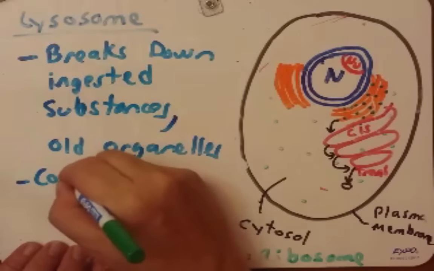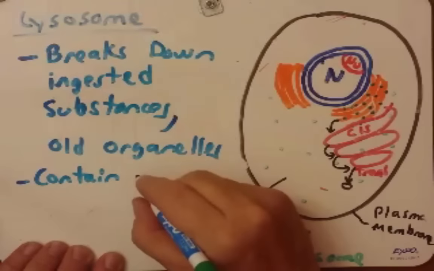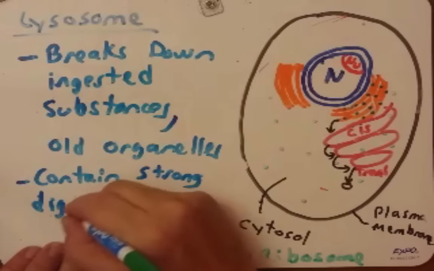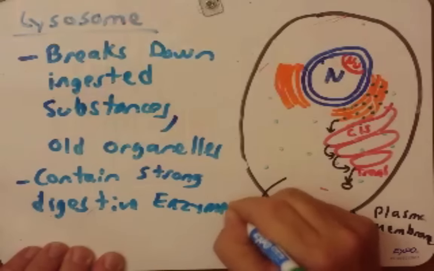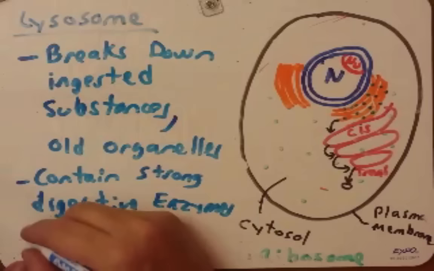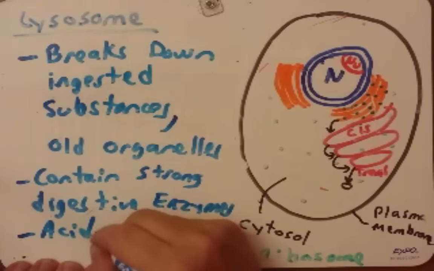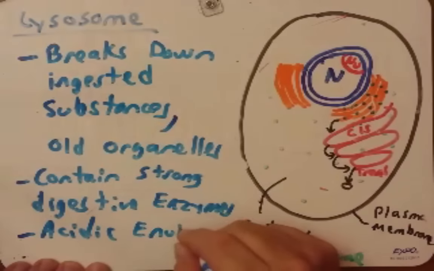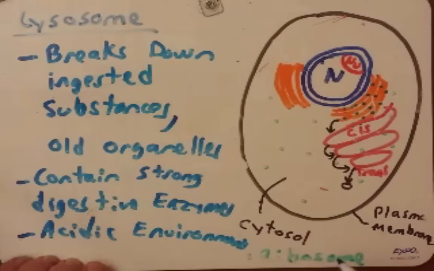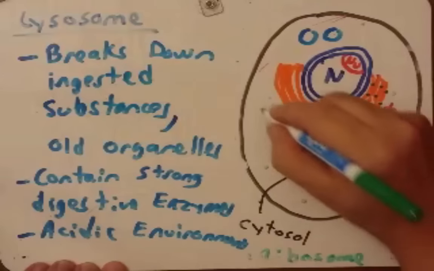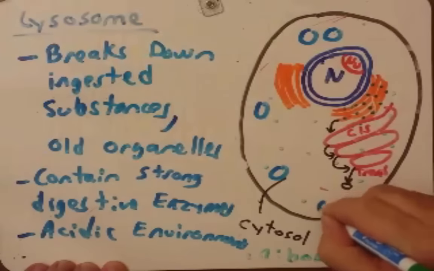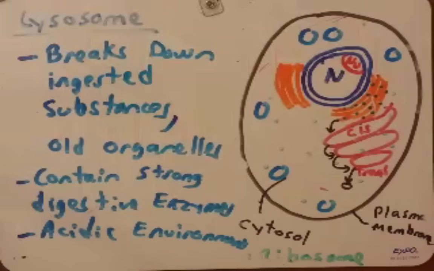They contain very strong digestive enzymes. Within the lysosome, it is a very acidic environment. So, let's draw our lysosome. And we will typically draw these as just circles like that. And they might be in different parts of the cell. These are our lysosomes. On your drawing, I would recommend going ahead and labeling those as lysosomes.